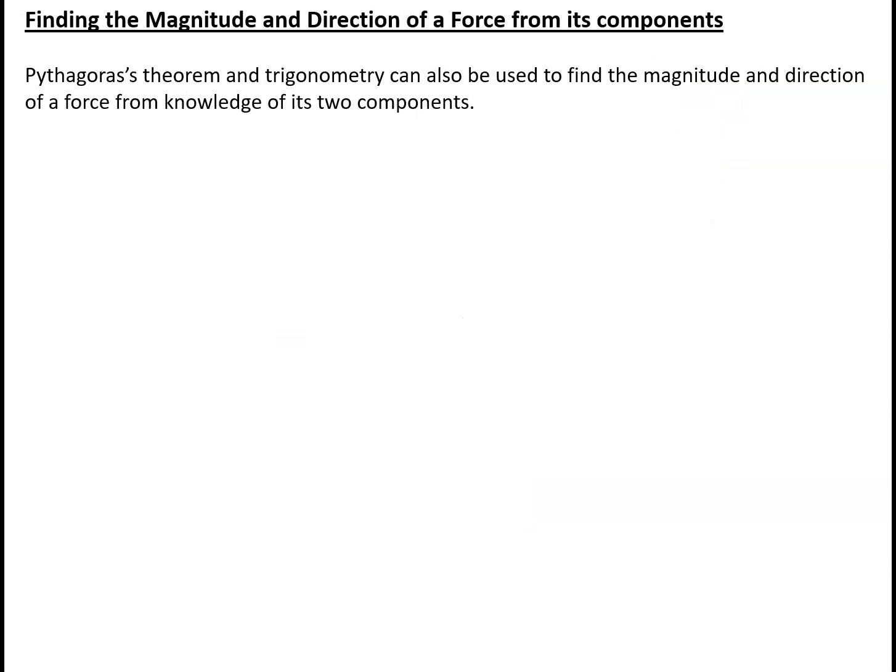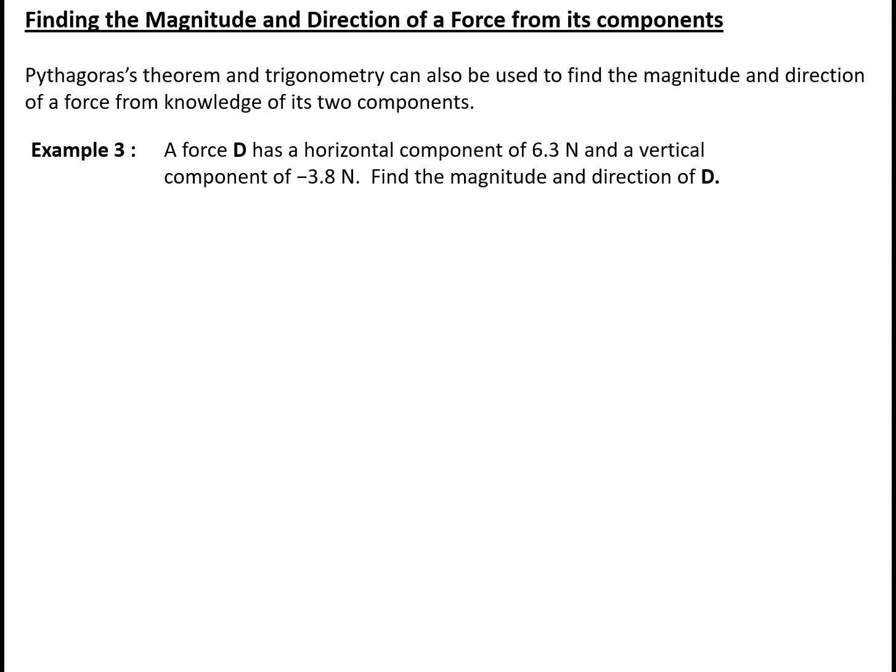If we know a force in its vector form, then it is fairly easy to work out its magnitude and its direction. So let's suppose we've got a force D which has a horizontal component of 6.3 newtons and a vertical component of minus 3.8 newtons, and we wish to find the magnitude and direction of D. So there's a picture of my force D. It's got a horizontal component of 6.3 newtons and a vertical component of minus 3.8 newtons. In other words, a vertical component which is 3.8 newtons in a downwards direction.